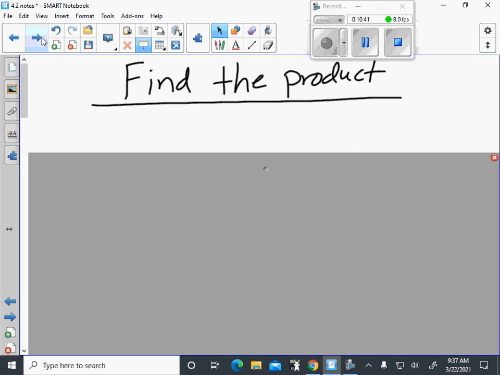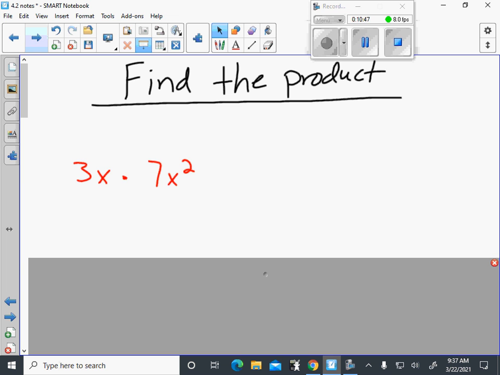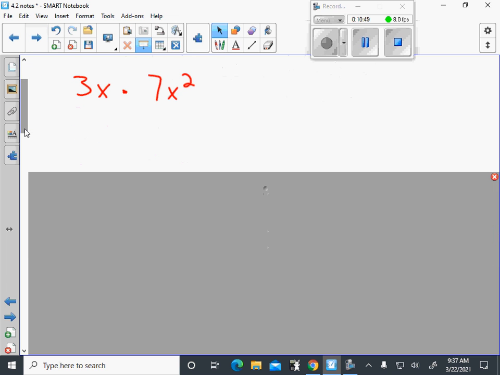Next, we have to find the product. Find the product. Okay, that is multiplying. Product means multiply in mathematics. And in math, we can multiply almost everything together. So we don't have to have like terms when we're multiplying. And only when we're multiplying or dividing. Okay, we don't really need like terms.